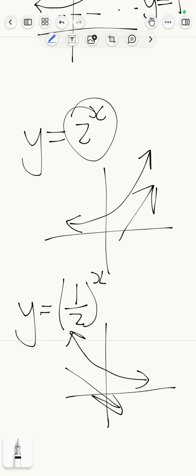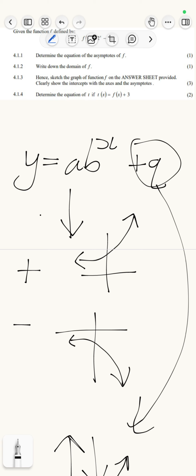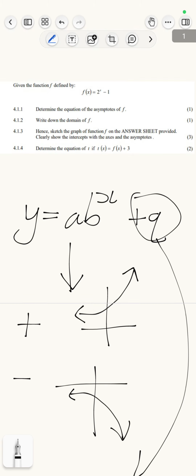So we've spoken about all of the unknowns a, b, and q, and how they impact our graph. Now when I want to draw my graph, I already have some idea. I have a positive a, so I know it's going to be on top. I have a b value that's bigger than 1, so I know it's going to be increasing. I have a q value that's minus 1, so I know this whole graph is going to go down 1 unit. I see they only want us to draw it at 4.3.1, but I'm going to start by drawing it, and then I'll get back to the other questions.